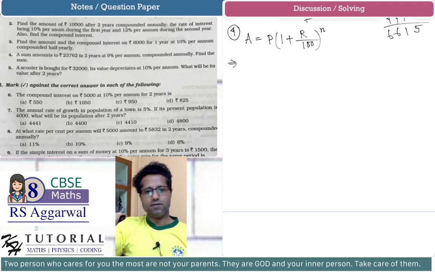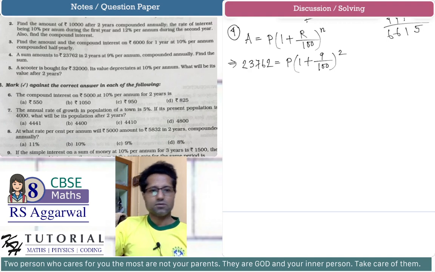So A is given to be 23762, which is equal to P multiplied by (1 plus R by 100), where R is 9 and n is 2. So this is equal to P multiplied by (109 divided by 100) squared.